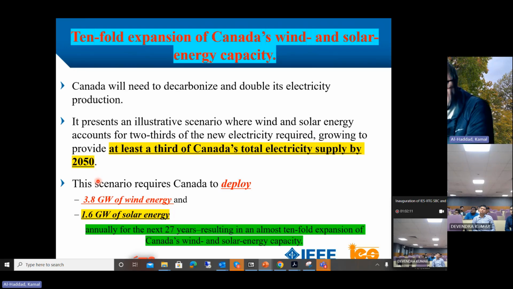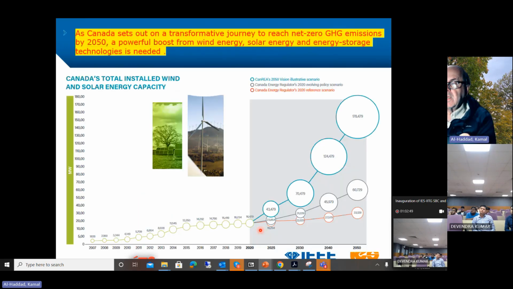You are in the best timing to do business in this regard, because everybody is planning. Most of the countries in the northern hemisphere, and I'm sure the southern hemisphere, are doing the same thing: they want at least by 2050, two thirds of the energy production to come from renewable sources. As for Canada, we need to deploy 3.8 gigawatt of wind energy and 1.6 gigawatt of solar energy annually for the next 27 years in order to meet the target.